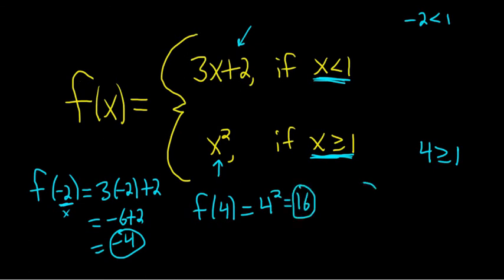What if we had f of 1? Well, in this case, we would, again, use the second piece because 1 is equal to 1, so it's greater than or equal to 1. So we would just get 1 squared, which is 1.